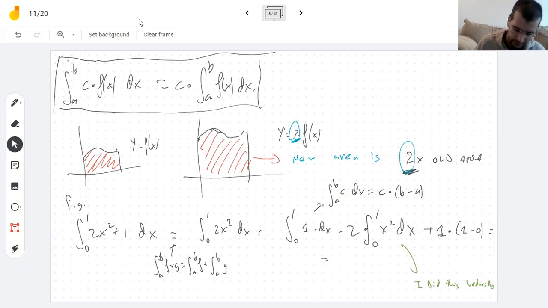So this is 2 times 1/3 plus 1. So I can do some more integrals now with these simple properties.